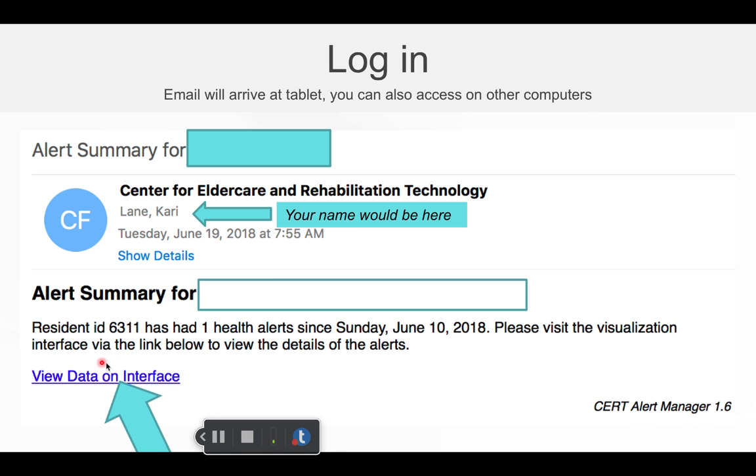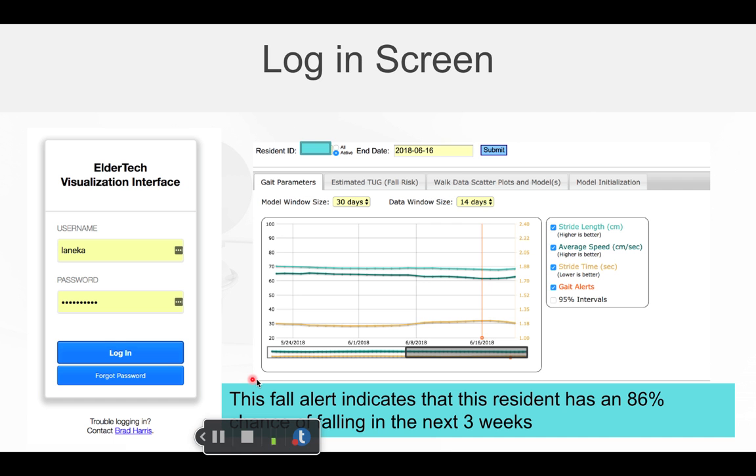For this particular resident, it says that resident number 6311 had one health alert since Sunday, and then you can click on this button over here so that you can view the data on the interface. So when you do that, it'll bring you to a login screen, and you'll log in. Your login looks something like this image on the left-hand side, and you may see something similar to this fall risk or fall walking speed, gait speed, stride length screen.